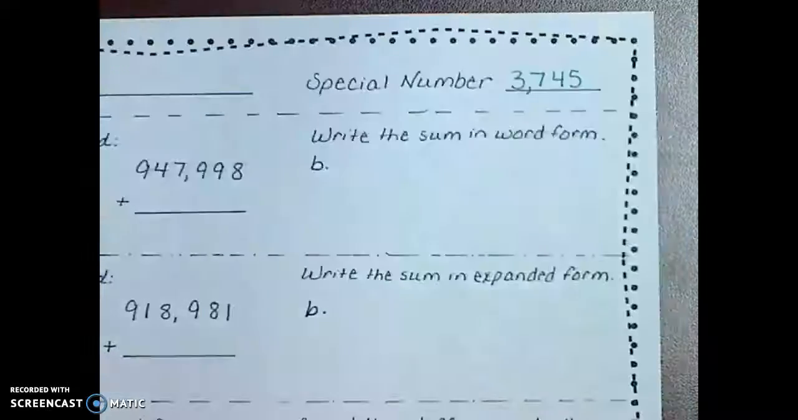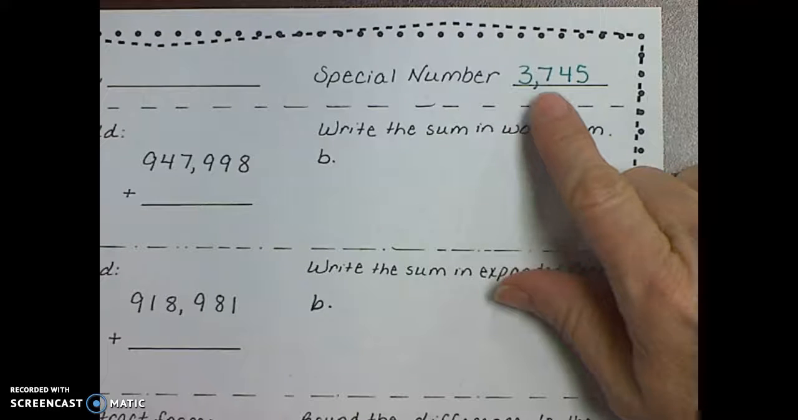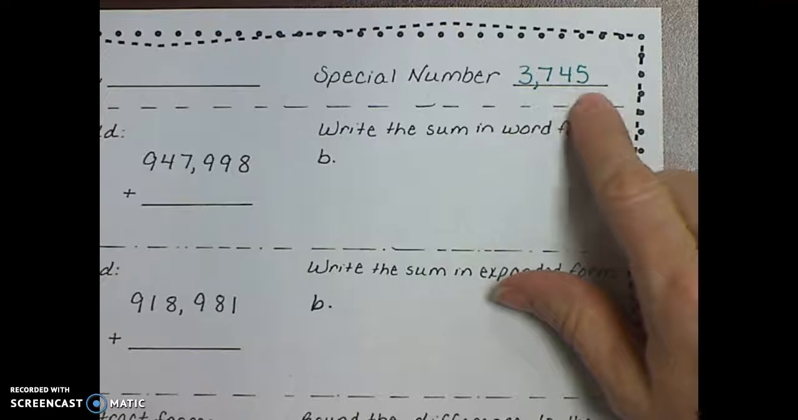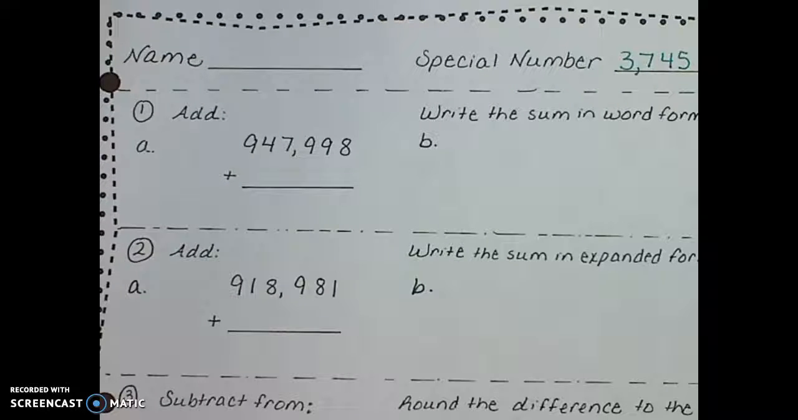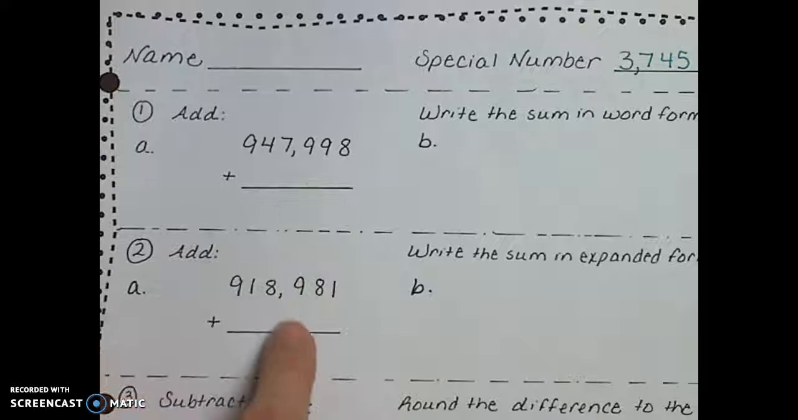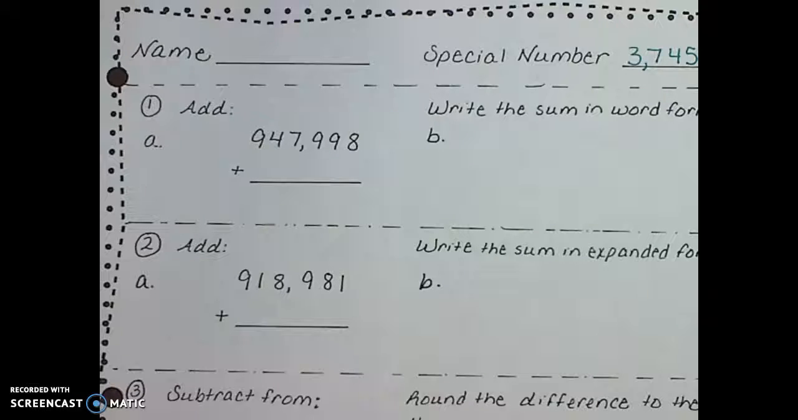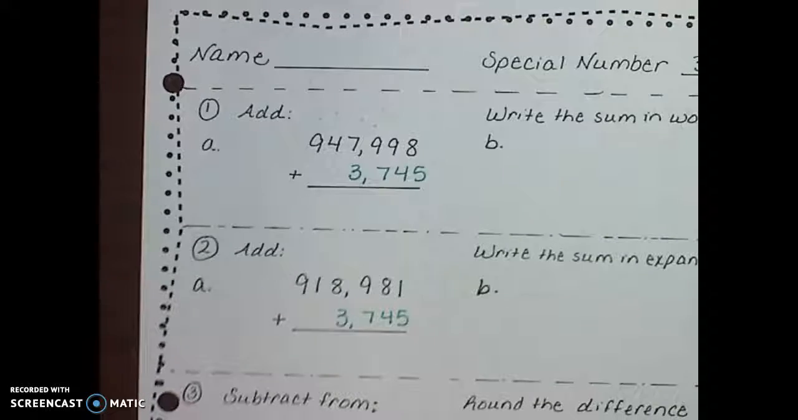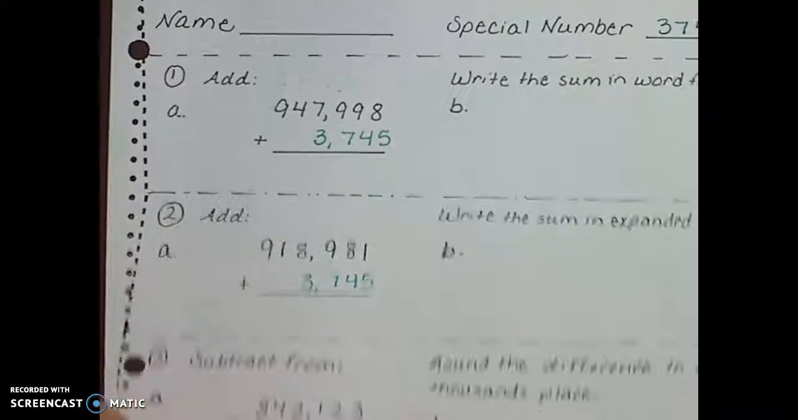So please take your special number page and write your number, 3,745, and don't forget your name and your number. Then we're going to write the number on each problem. So I'm going to do a little magic trick here. And there we go. They're already filled in. You will be writing these numbers in.